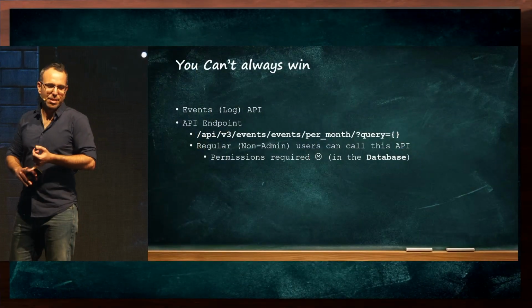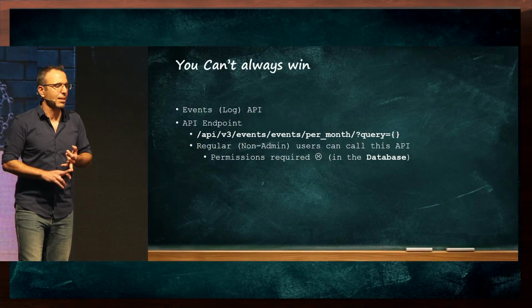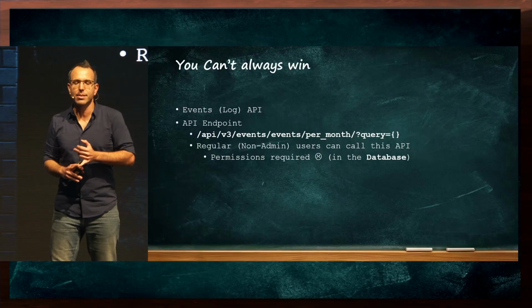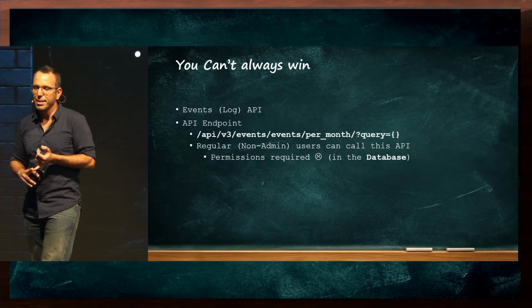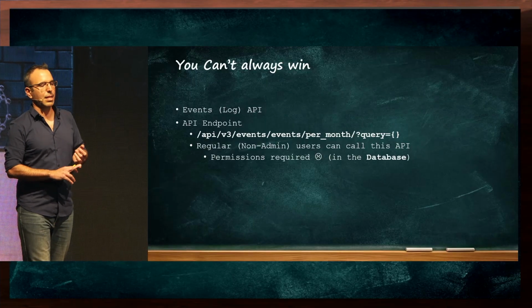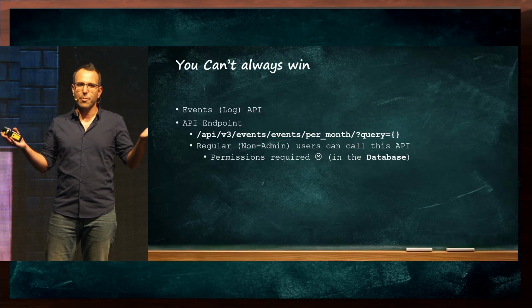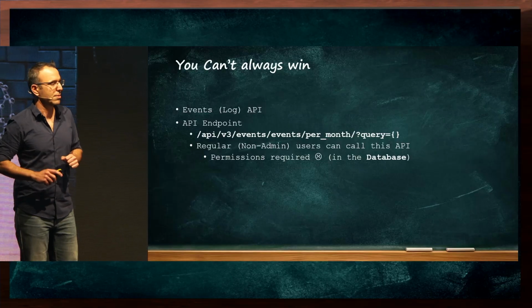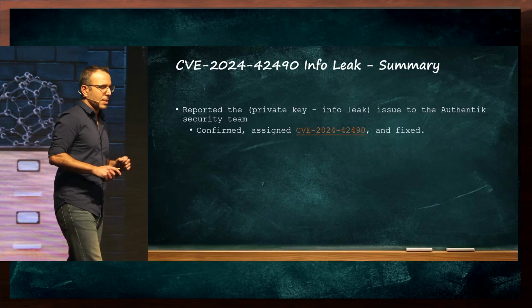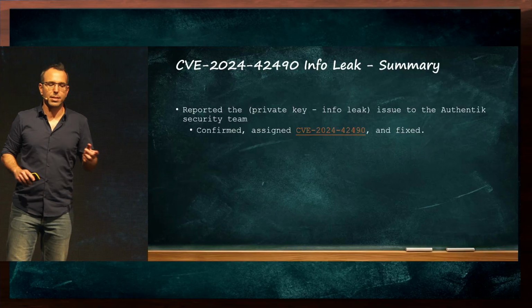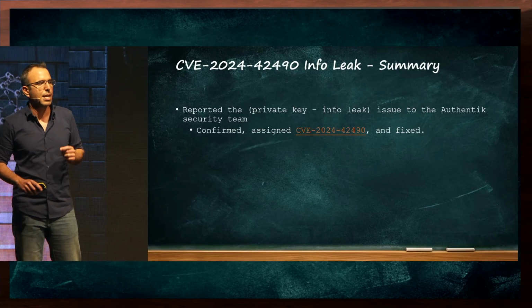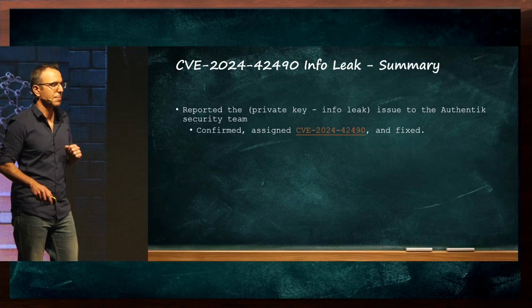After exploiting this issue and creating a POC, we tried to access this API using a normal user's permissions, but this attempt failed. We found that permissions are required in the database. But hey, now we all have a new tool in our toolbox. To summarize this part, we reported the info leak issue to the Authentik security team. They confirmed it, assigned a CVE, and fixed it.